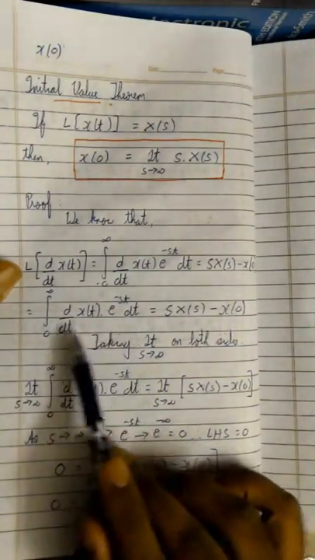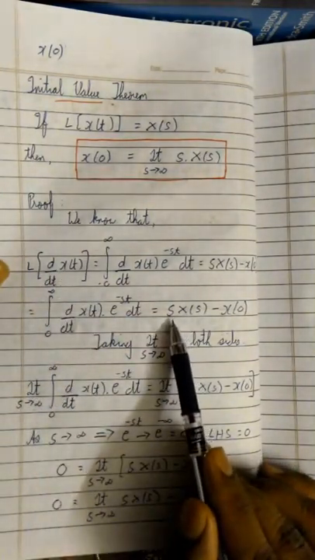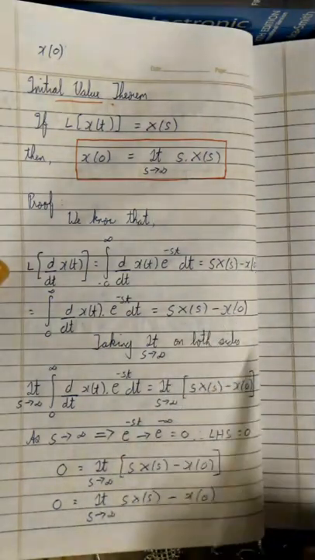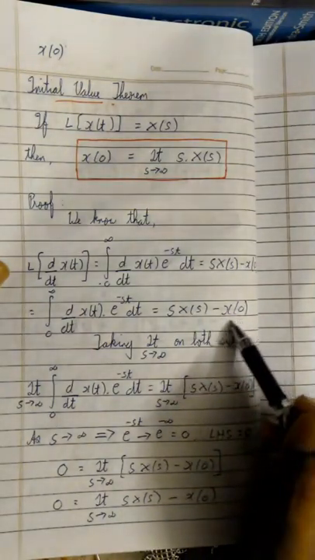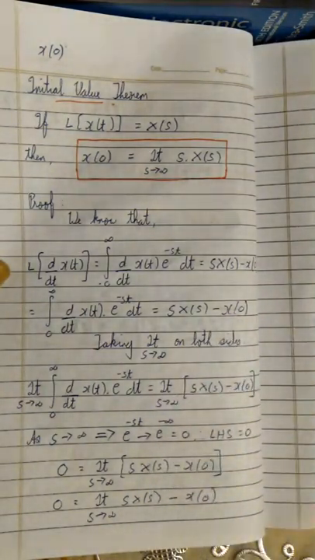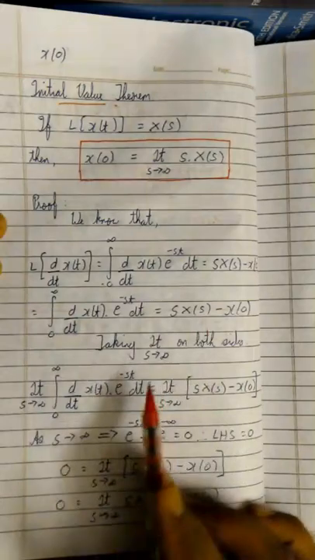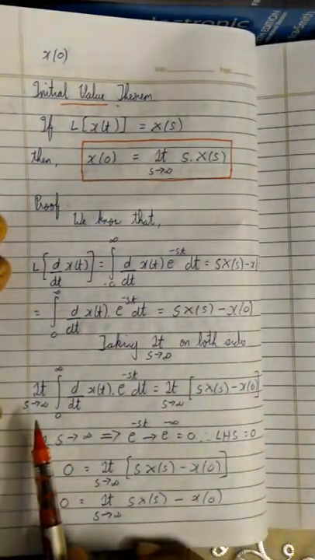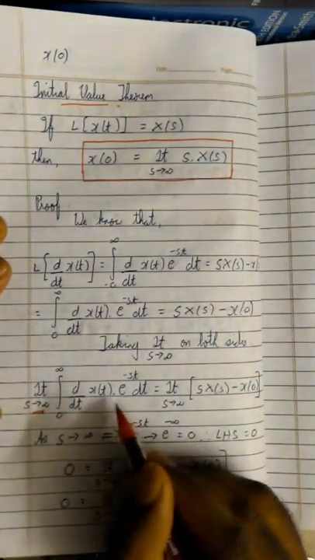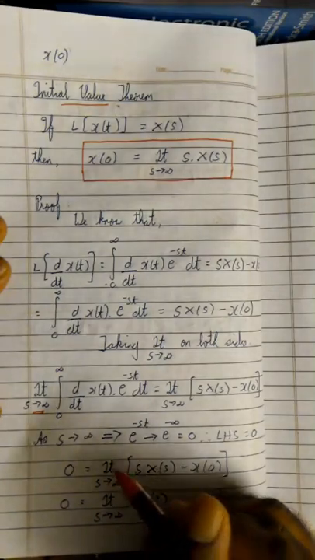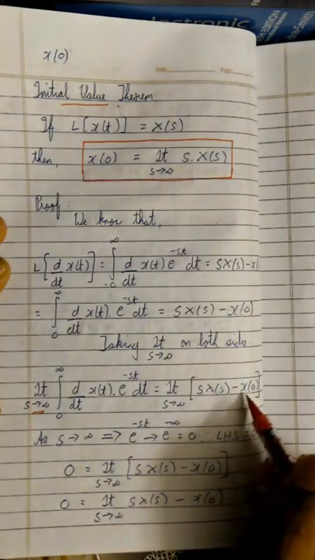This is the Laplace transform of the differentiation of x of t, which, as you have learned before, is s into X of s minus x of 0, where x of 0 is the value of x of t at time t equal to 0, also called the initial value. Taking the limit as s tends to infinity on both sides, we get the limit as s tends to infinity of the integral from 0 to infinity of dx(t)/dt into e raised to minus st dt, and on the right-hand side, the limit as s tends to infinity of s into X of s minus x of 0.